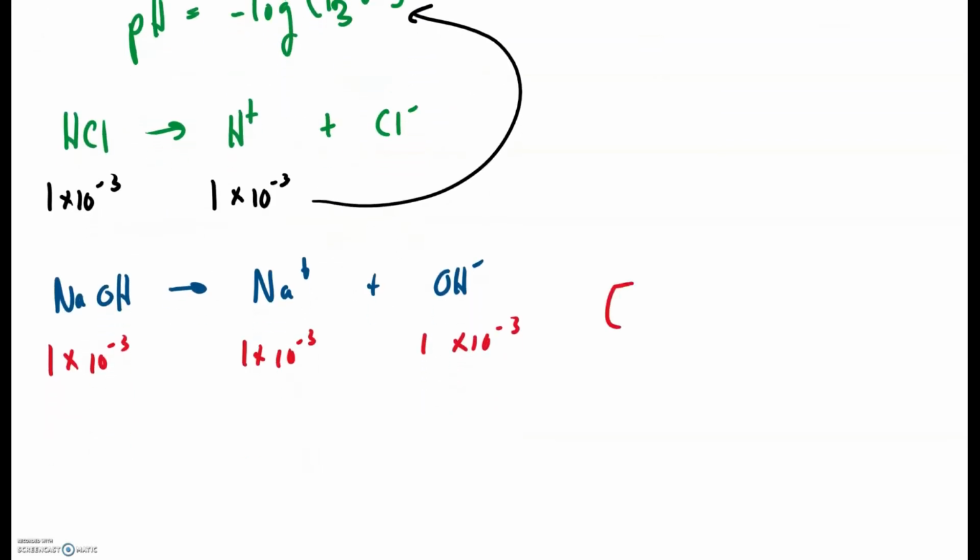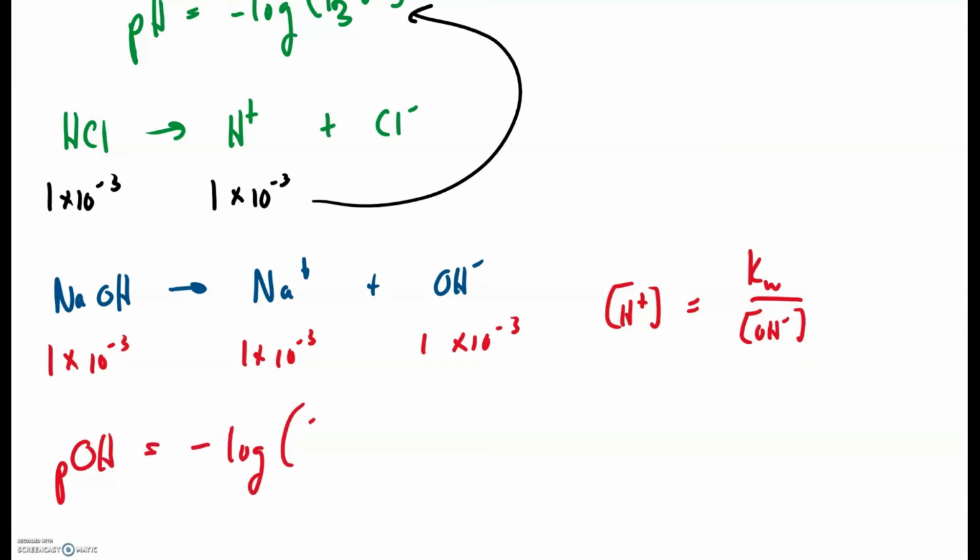You can find H plus or H3O plus from OH minus by simply dividing the Kw by the OH minus, and then you can plug that directly into pH, or you can find the pOH, which is equal to negative log of the concentration of OH minus, and then you can find pH by subtracting the pOH from 14.